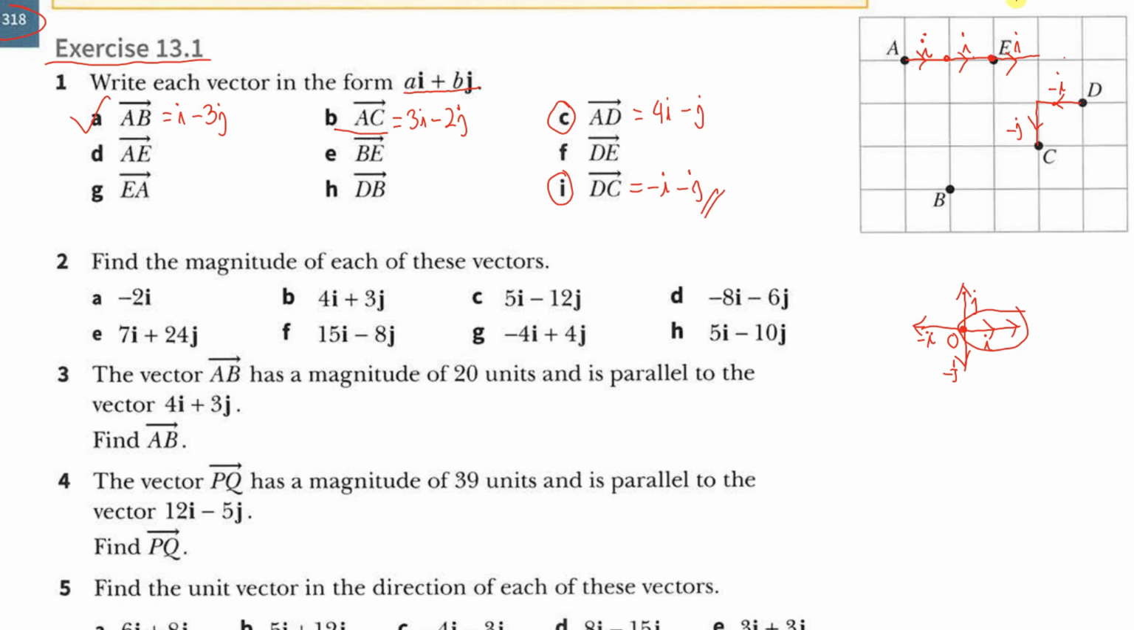Let me do one more question from here, G, which is EA. EA is a horizontal line but goes to the left side. So directly we can write minus 2i. There is no vertical movement here, so minus 2i is its answer. Hope you understood the way we did question number 1. That is my tutorial. Now you are welcome to see the second one. It's written here, find the magnitude of each of these vectors.